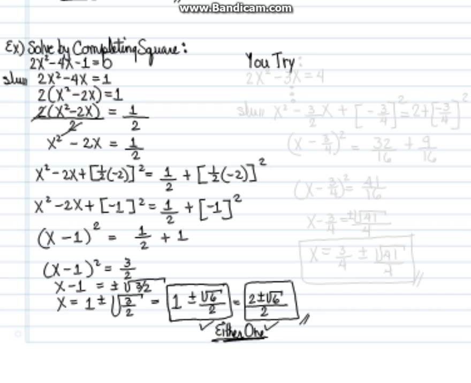Okay, it's time for you to try it. 2x squared minus 3x equals 4. I want you to solve this equation by completing the square. So freeze the video, come back, and see if you got it correct.